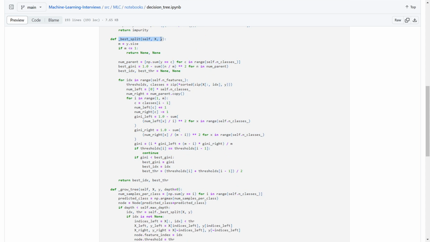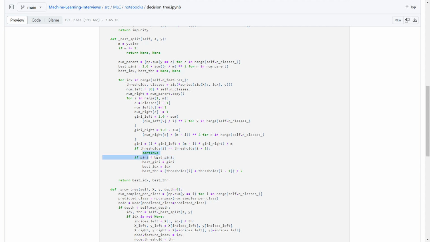In best split, for all the features that we have, we'll have certain thresholds defined, and the number on the left and number on the right. Here is the size of the final labels that we have. For each of the values, we'll see the number on the left, the number on the right, and then calculate the Gini values for left and right, then take a weighted average to finally calculate the Gini value, and based on that, calculate the minimum value of Gini.